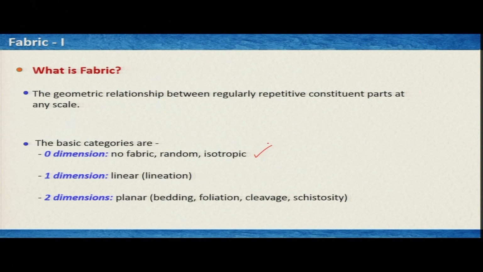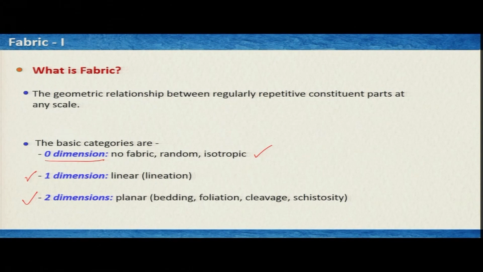The first one is if there is no fabric at all. So, the elements are distributed very homogeneously, they are not defining any fabric, then we call it the 0th dimension of the fabric. So, there is no fabric or it is very random, and we can assign it as isotropic fabric. And these 2 are important. If they are in 1 dimension, then we call it linear fabric or lineations.